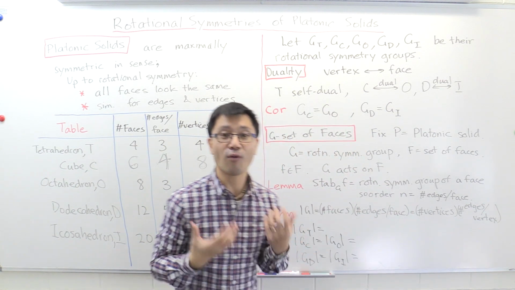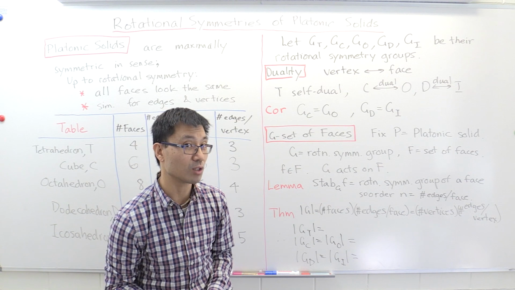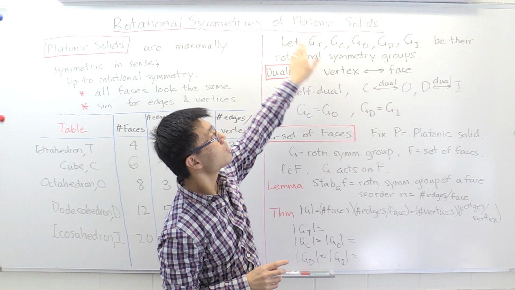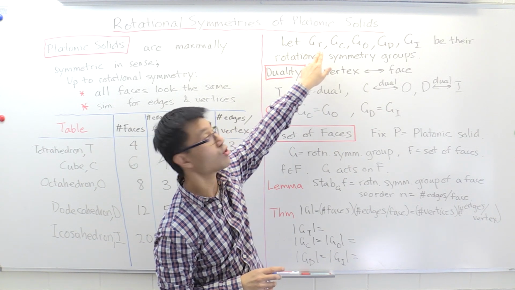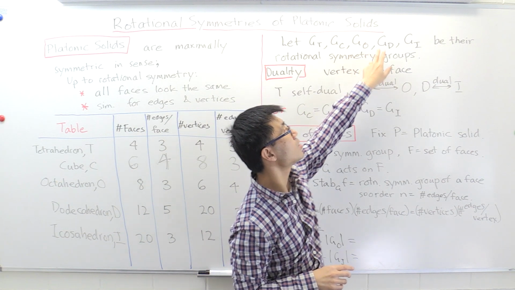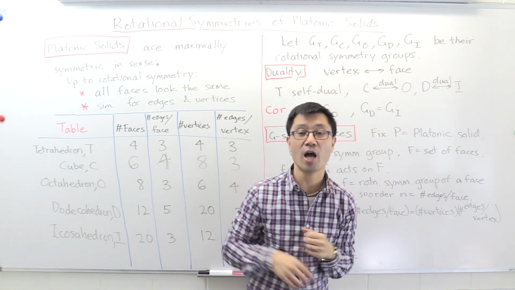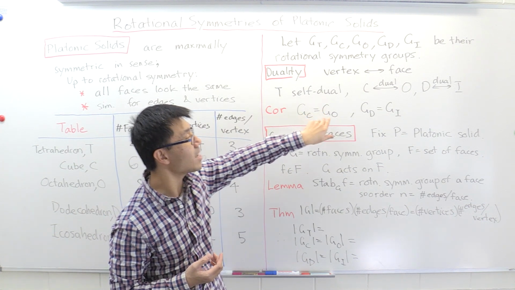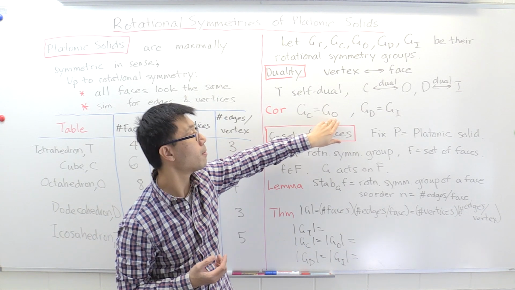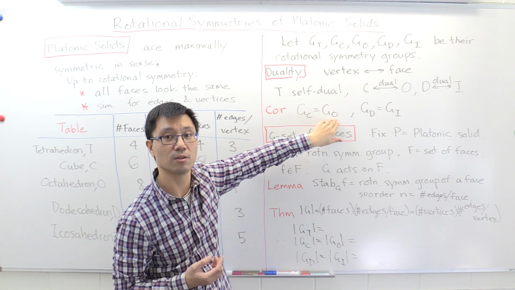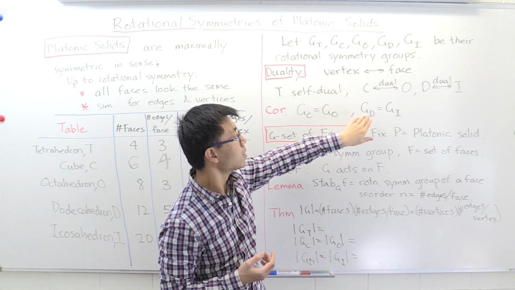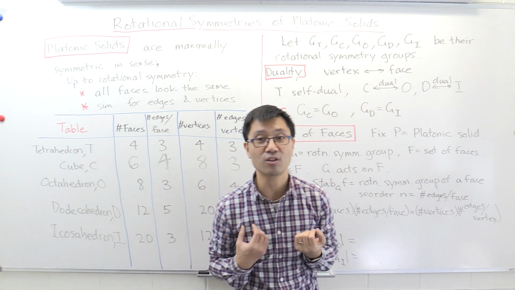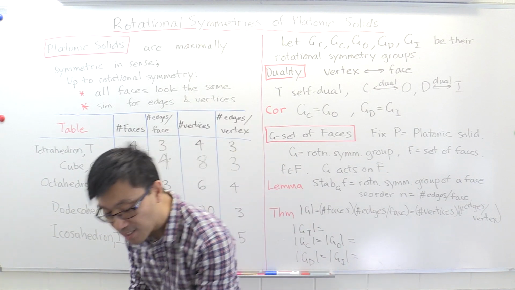So the interest for us is we're interested in studying the rotational symmetry group. And it has a very, very interesting corollary. Let's suppose that the rotational symmetry groups, I've denoted them with GT for the tetrahedron, GC for the cube, GO for the octahedron, GD for the dodecahedron, and GI for the icosahedron. It turns out then that the rotational symmetry group of the cube equals the rotational symmetry group of the dual polyhedron, or Platonic solid, the octahedron. And similarly, the rotational symmetry group of the dodecahedron actually equals the rotational symmetry group of the icosahedron. And it's in fact very, very easy to see why.